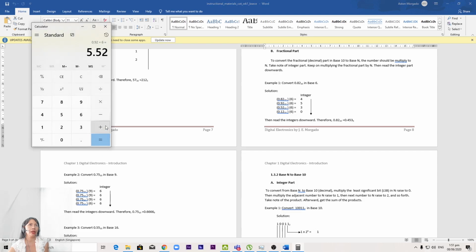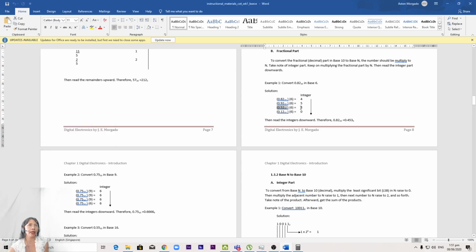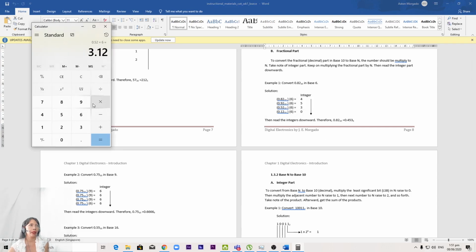Okay, then let's continue. 0.52 times 6 is actually 3.12. So we write the whole number part here, the 3, and then continue with multiplying 0.12. So again, let's continue. 0.12 times 6 is equal to 0.72. So this time we have no whole number. Our whole number is 0. The integer is 0. So we write 0 here. Okay. So we'll stop right here.